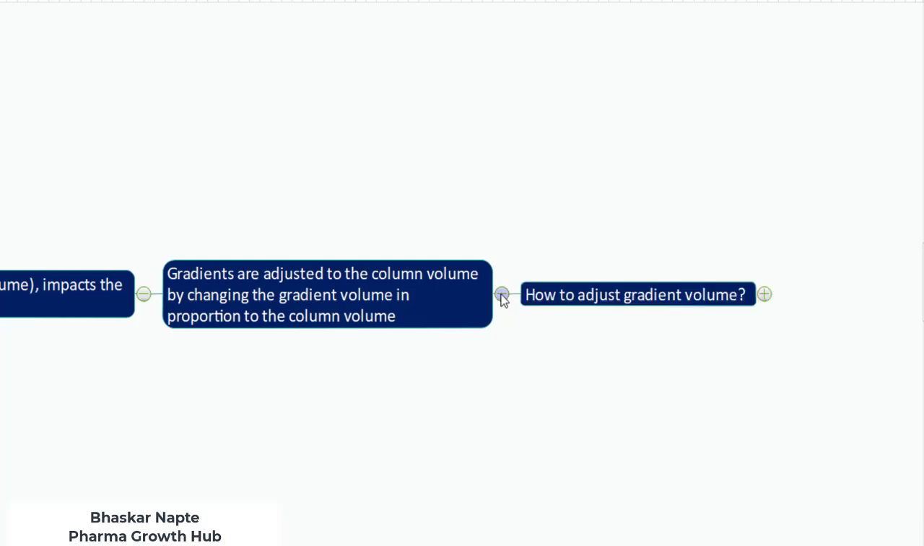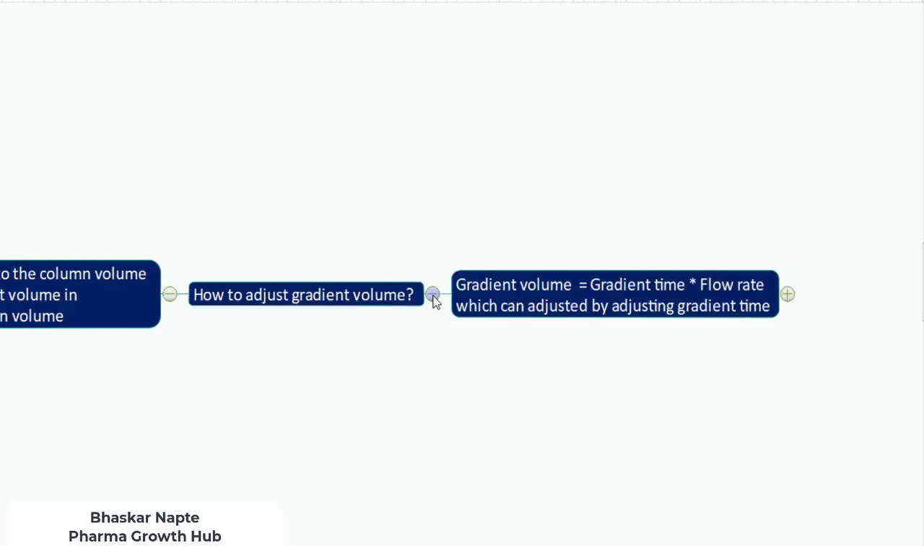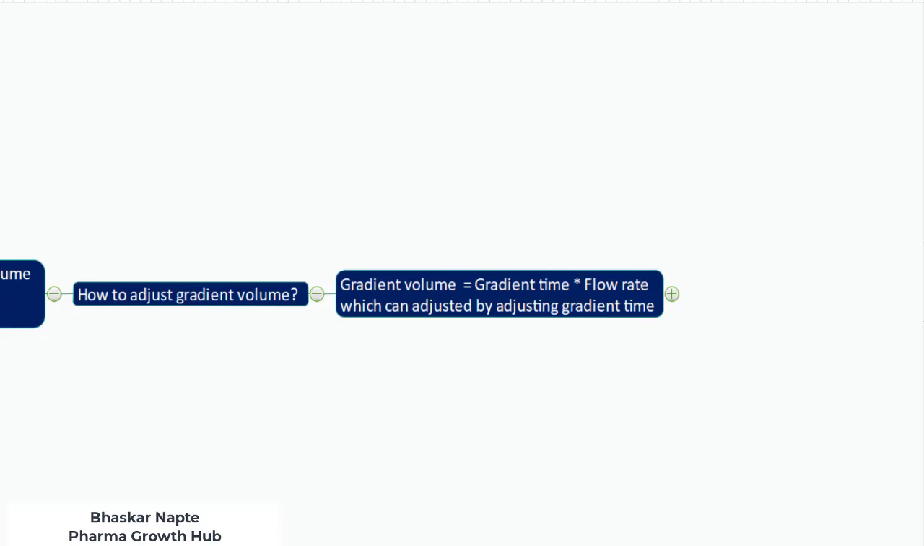So how to adjust the gradient volume? The gradient volume is equal to gradient time into flow rate, which can be adjusted by adjusting the gradient time. So for changing the gradient volume, we need to change the gradient time or even the flow rate also. By changing the gradient time and flow rate, our gradient volume can get changed.